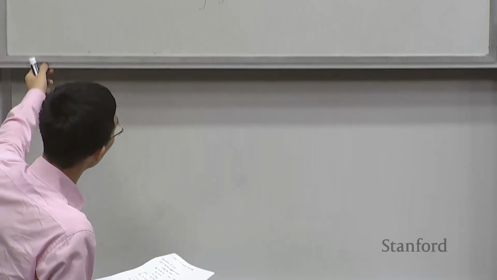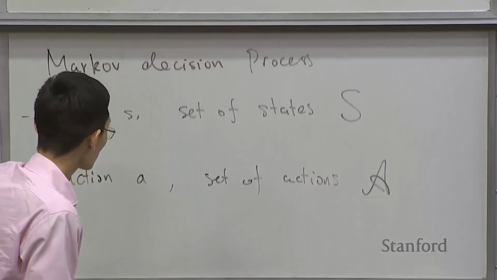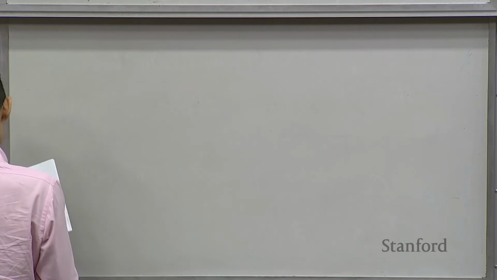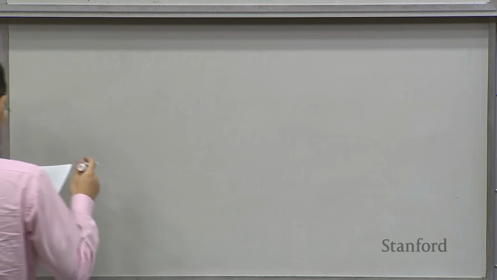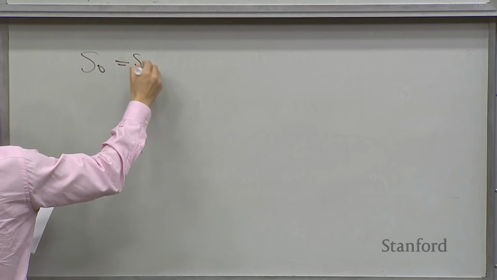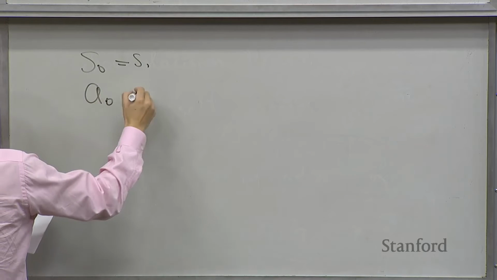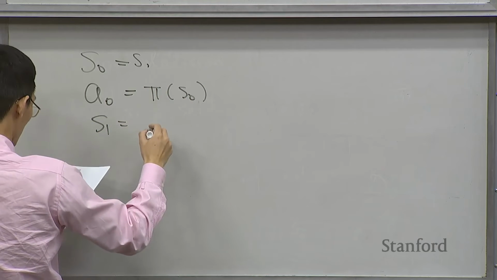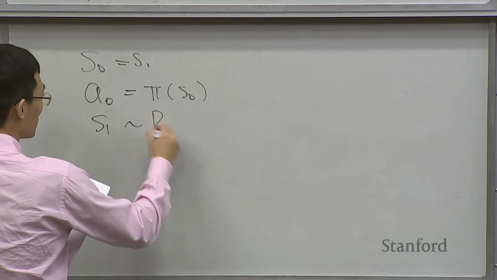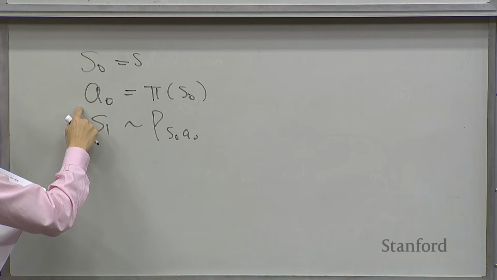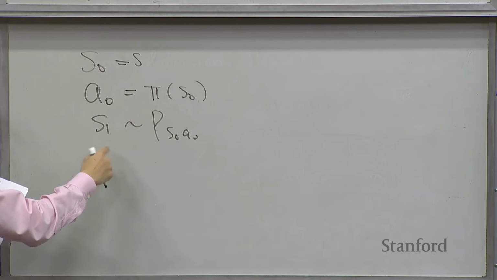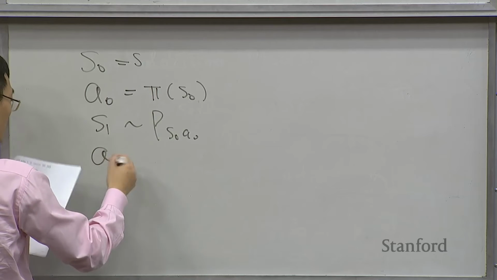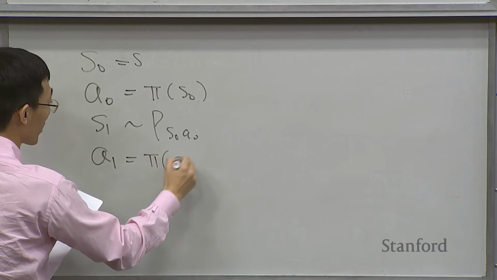So what this really means is that you start with S, S0 is equal to S. And then you say A0 is equal to pi of S0. And then S1 is sampled from P of S0, A0. So you start with S, and then you take action A according to the policy pi. And then the environment takes a step, and the environment draws the next state given S0 and A0. And then you play A1 according to the observation S1, pi of S1, and so on and so forth.